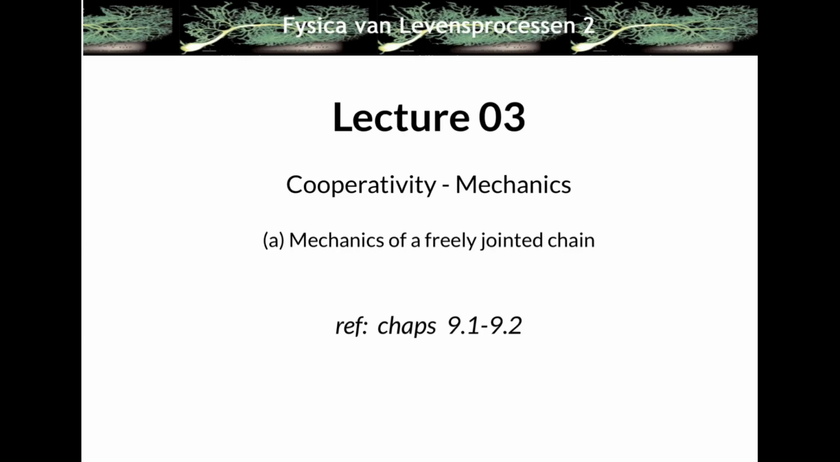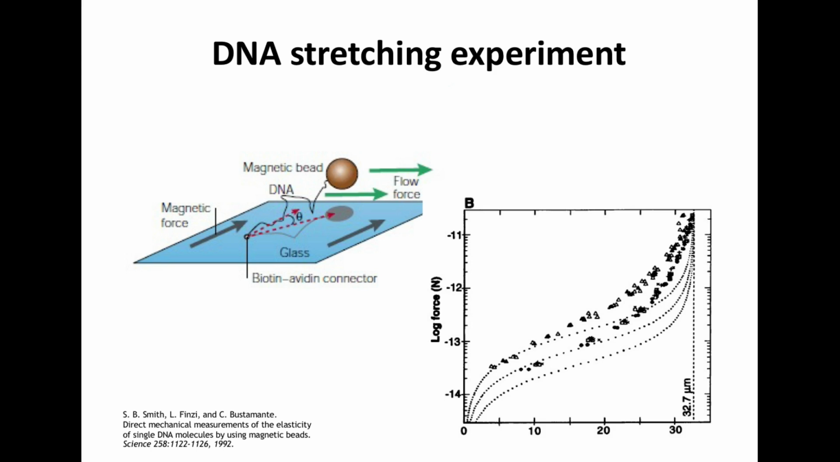In the first part of today's lecture, we will look into the mechanics of a freely jointed chain as an initial description of the mechanics of DNA. So today we're concerned with an experiment that was done 20 years ago, where a magnetic bead was attached to a DNA thread on one side, and on the other side the DNA was attached to a glass slide. Then this assembly was placed in a fluid flow such that there's a drag exerted on the bead, and that in turn pulls on the DNA.